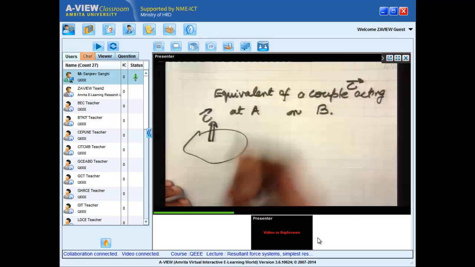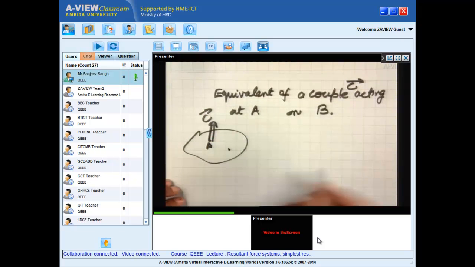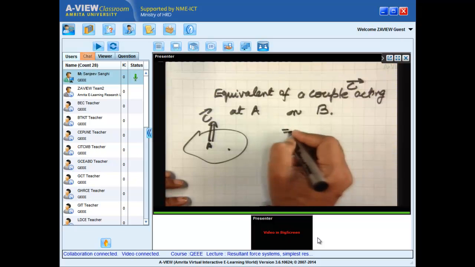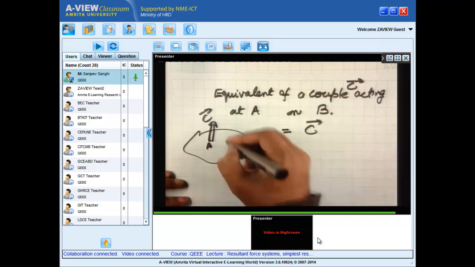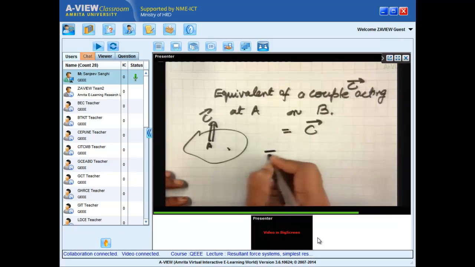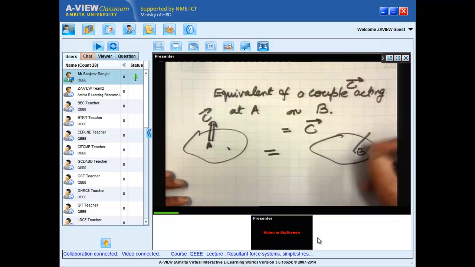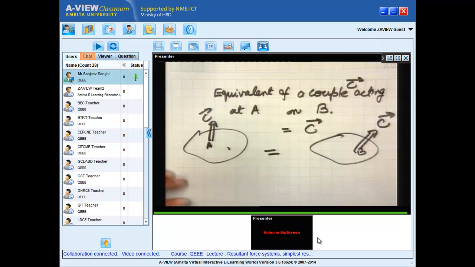So there's a couple C acting at point A. What is the equivalent of this couple on point B? I think by now it should be obvious to you that the equivalent of the couple will be nothing but the same couple C. So the equivalent of this is equal to the same couple C acting at the point B.